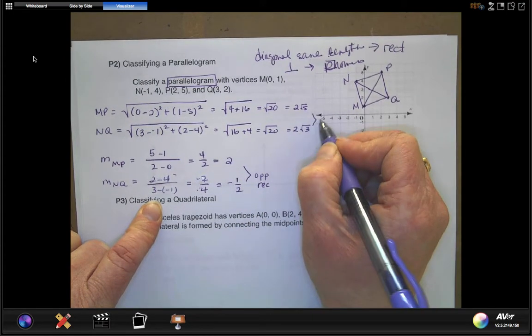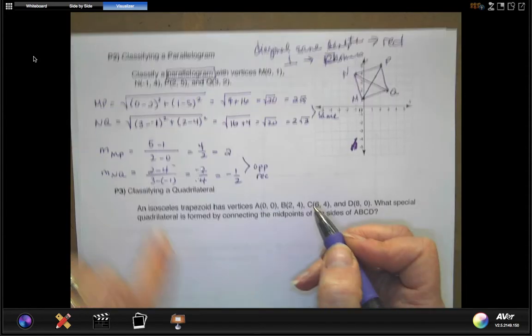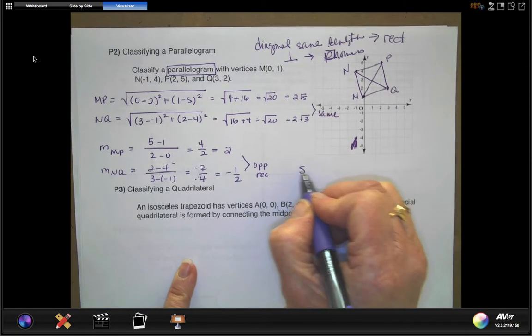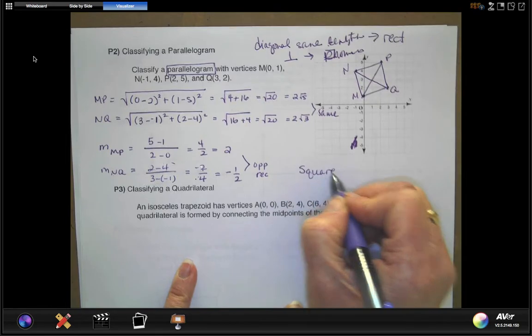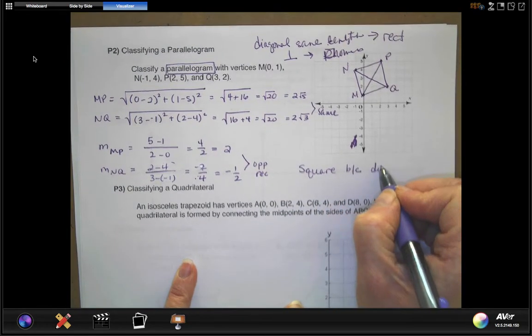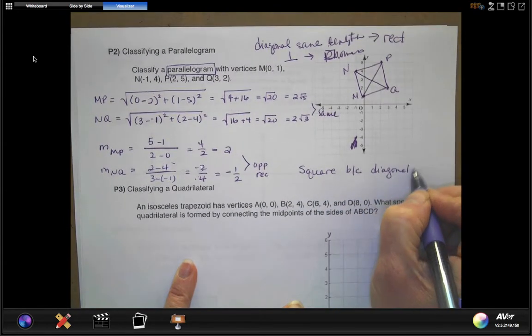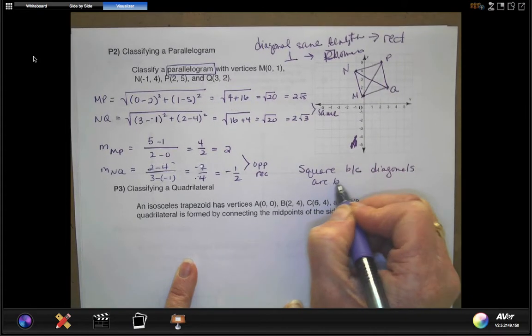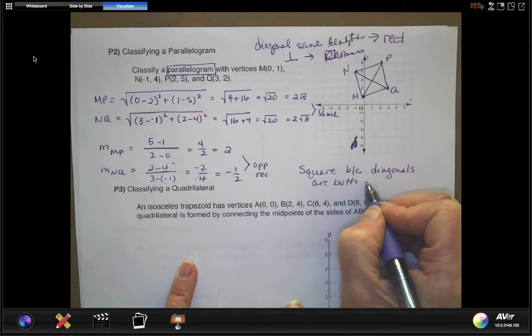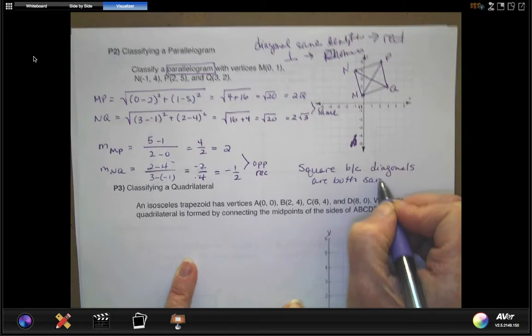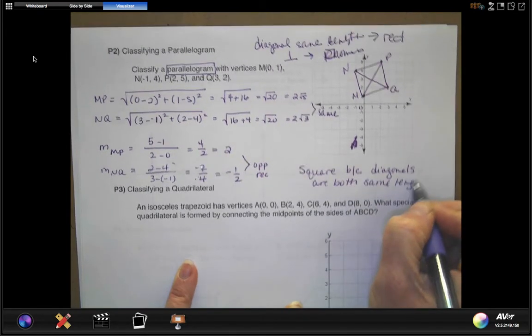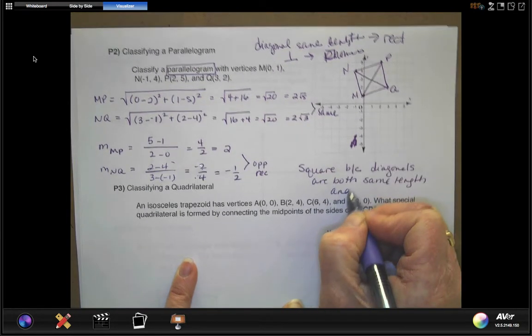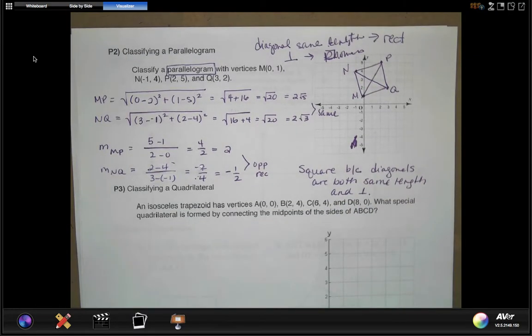These were the same. So it is a square because the diagonals are both the same length and perpendicular. So that makes this a square. Okay?